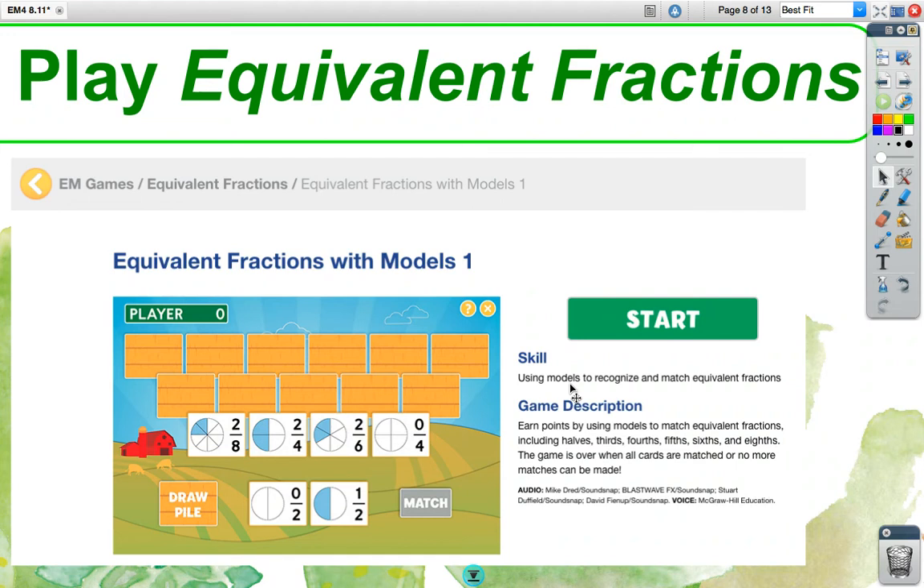For some of you, this is the first time learning about equivalent fractions. I want to remind you to try your best. There is also a Brain Pop Junior that explains equivalent fractions more in depth.